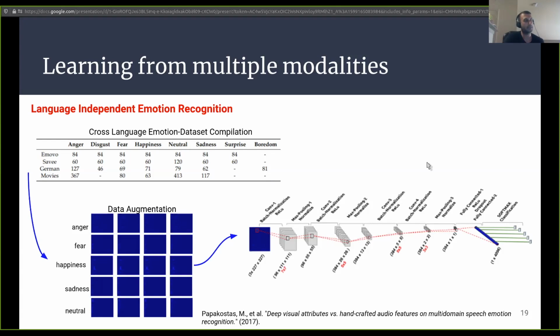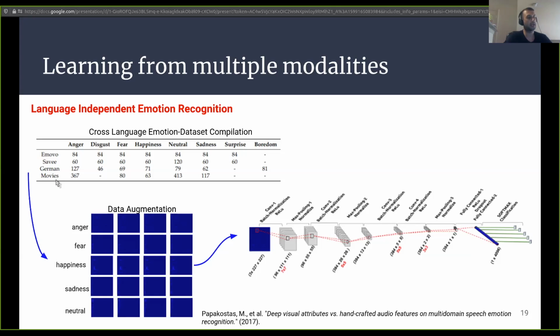So we compiled a big data set using online freely available data sets plus our own data set from around 10 different languages. Most of them were Italian, German, English, and our data set, which was compiled by segments from movies, had movies from all around the world, including Portuguese, Spanish, and other languages. And we tried to detect emotion when in an unknown language, let's say.